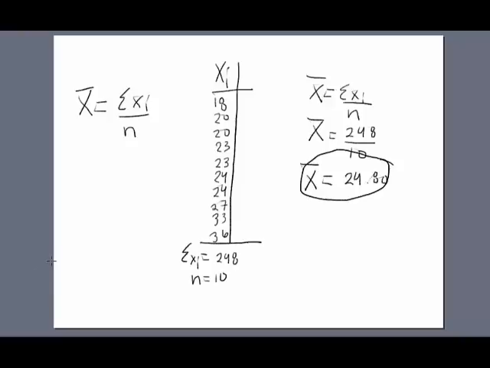So I estimate, based on these 10 scores, that the average BMI for college students is 24.80. Remember that this sample mean is only an estimate of mu, or the population mean. It could be a good estimate, or it could be a poor estimate.